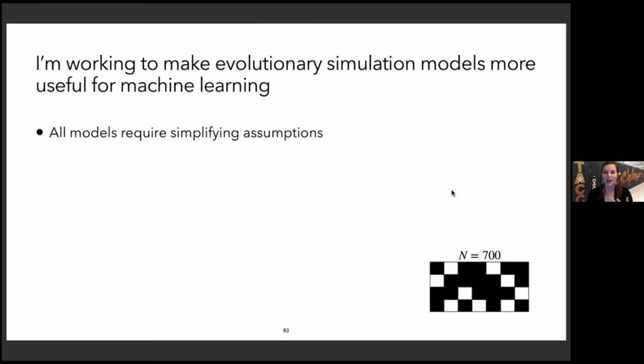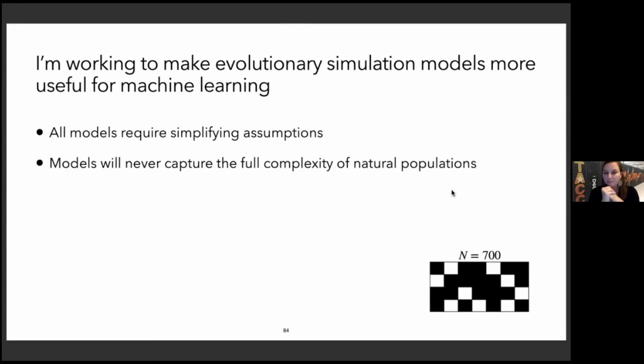So what I'm doing as a computational biologist is working to make these evolutionary simulations more useful for machine learning applications. These simulations are a model, and by nature, models require some simplifying assumptions, right? We don't know everything that happens in a natural system, and we would never be able to fully capture that with a computer program. So we make some simplifying assumptions and try to get as close as we can to that natural population.